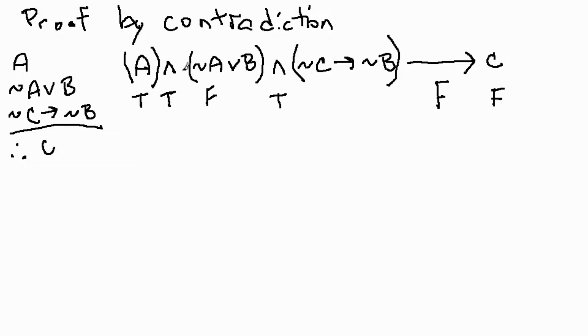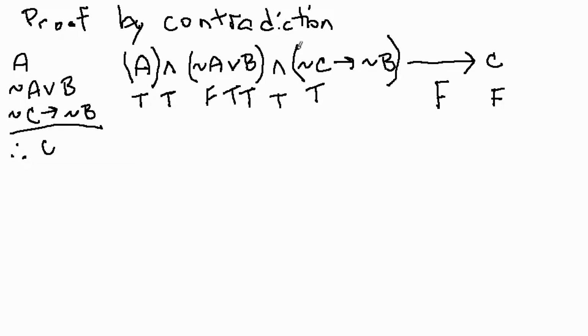And remember, this entire expression over here has to be true. Well, if I've got a false on one side of an or statement, the other side better be true or I'm in big trouble. So this has to be true. And I come over here now, let's see, C is false. If C is false, then not C has to be true.